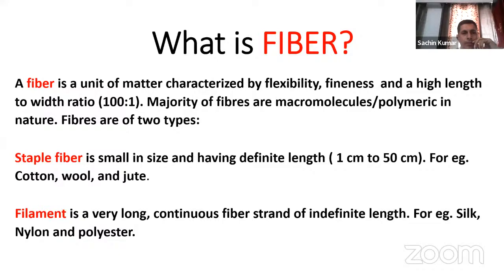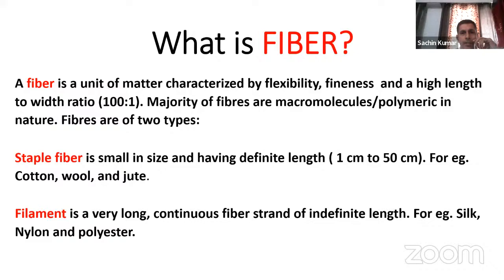So now what is a fiber? A fiber is a unit of matter characterized by flexibility, fineness, and a high L by D ratio, or we can also call it aspect ratio. So it means its length is 100 times its diameter. The majority of fibers are macromolecules, or we can say are polymers in nature.